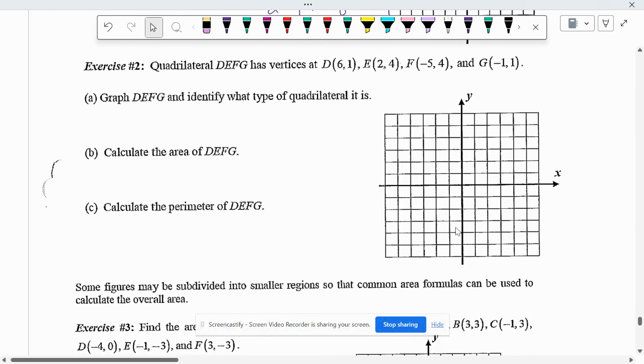Number 2 is a quadrilateral. It has vertices D, E, F, G. So we need to plot those vertices. D, 6, 1. E, 2, 4. F, -5, 4. And G, -1, 1.